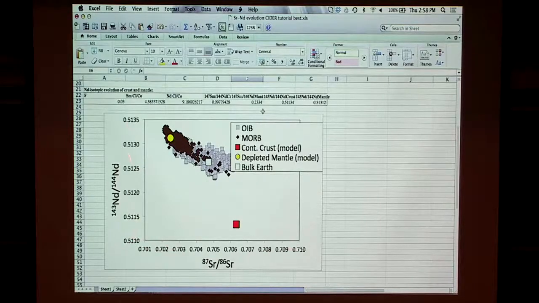What decimal place are you seeing variability here? Right.